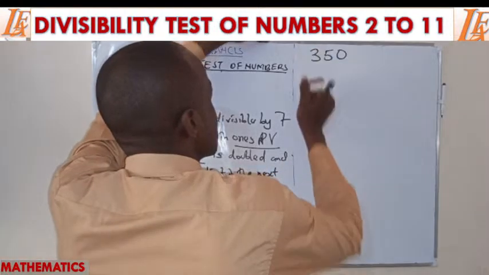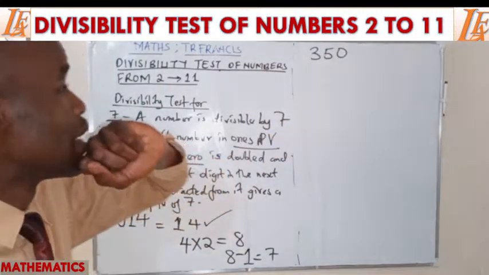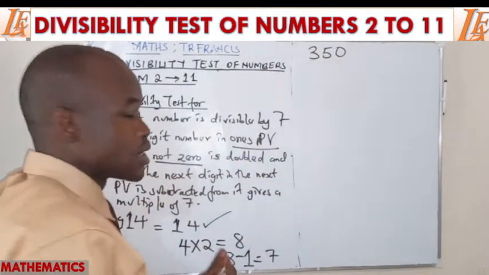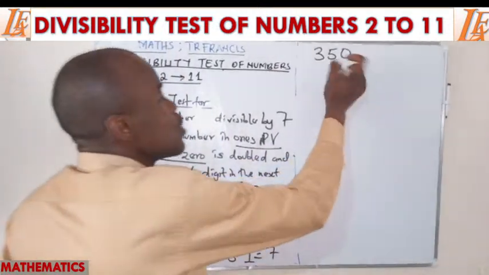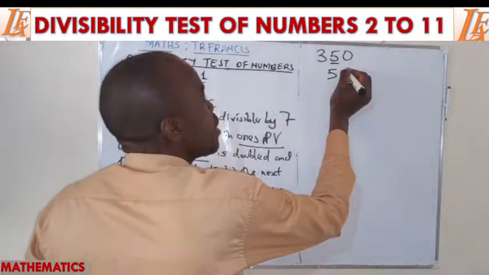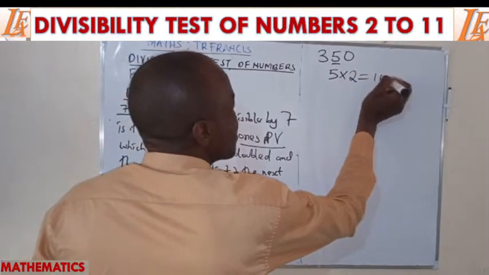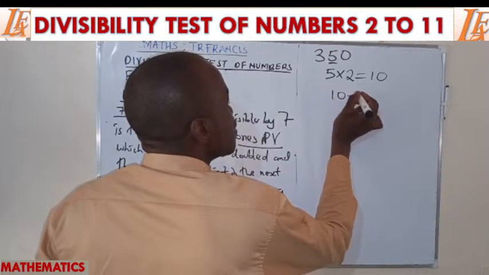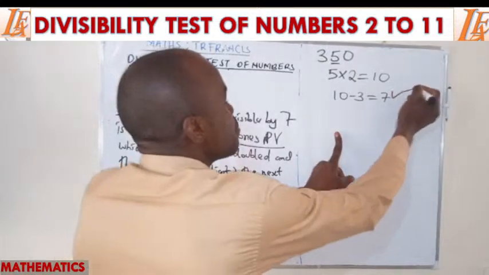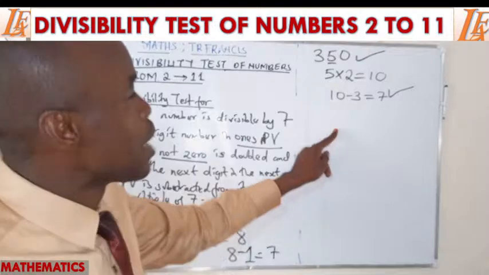What about 350? You see, 0 is in the ones place value. The last digit there is 0. So we cannot take 0 times 2 minus 5. Instead of looking at 0, we look at the next number, which here is 5. So we take 5 times 2, which gives us 10. Then 10 minus 3 gives us 7, and 7 is a multiple of 7. Therefore, the entire number is divisible by 7.